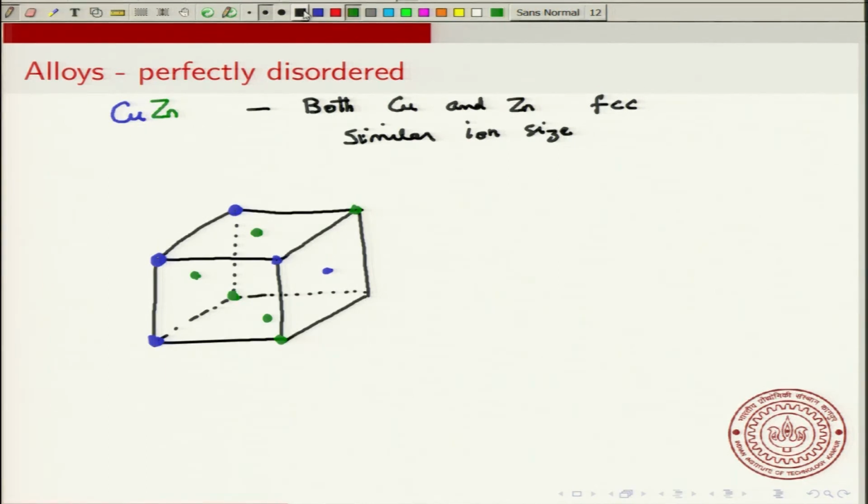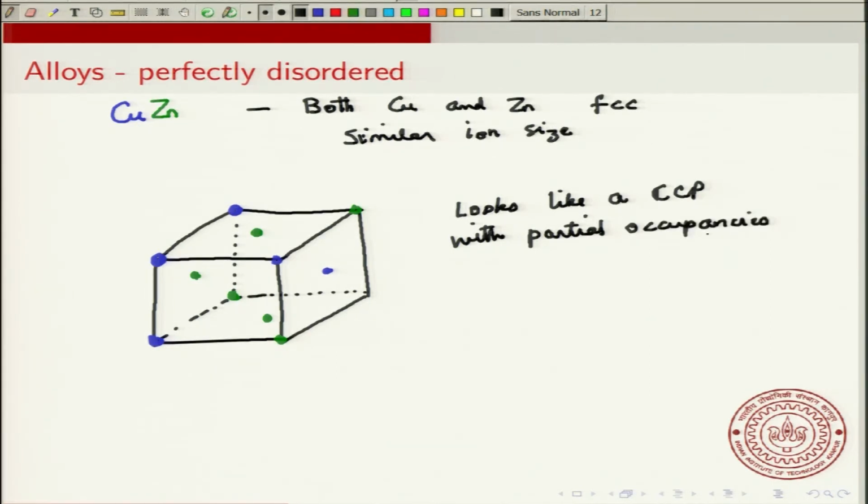And it looks like CCP, cubic close packed, with partial occupancies of copper and zinc. So, this is very typical of alloys, and if the size of the two species is very similar, then yes, you may get something like this.